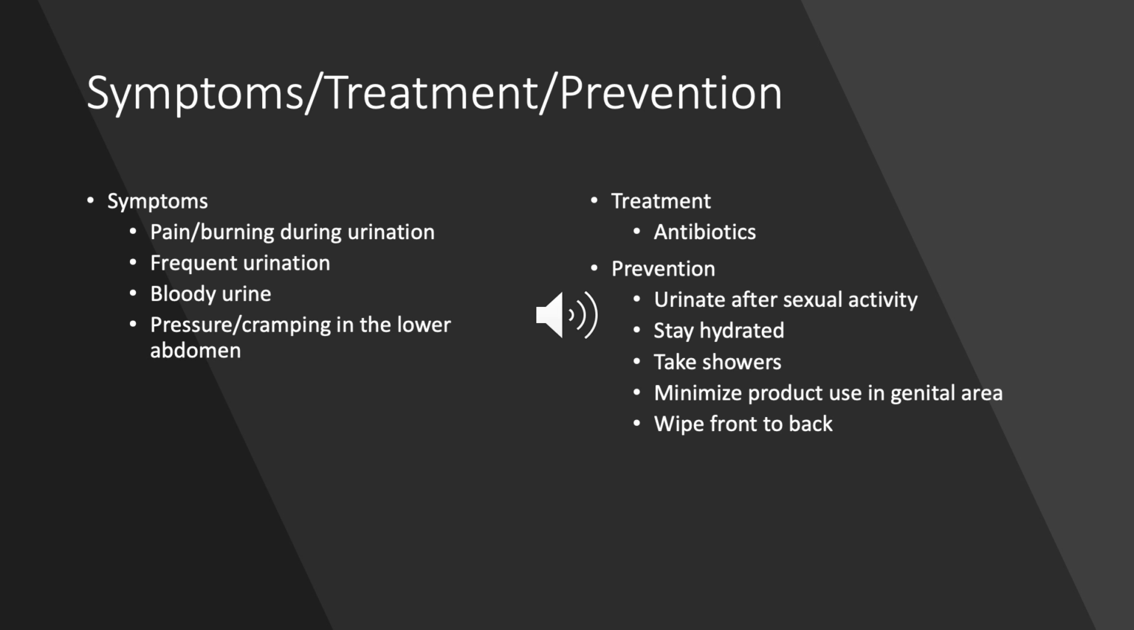The symptoms of a urinary tract infection are pain or burning during urination, frequent urination, bloody urine, and/or pressure and cramping in the lower abdomen. Once a patient experiences these symptoms, it is recommended that they receive treatment from a medical professional as soon as possible. The doctor can also ask the patient about their symptoms to try and narrow down possible causes of the infection and what it may be.